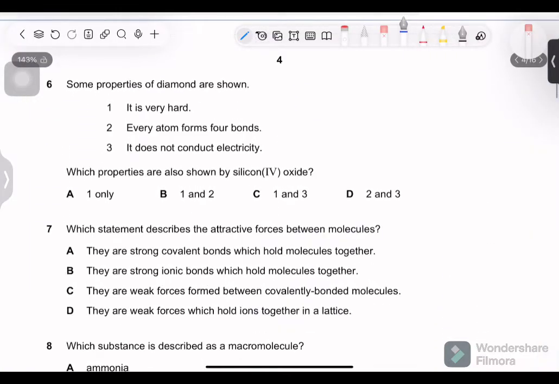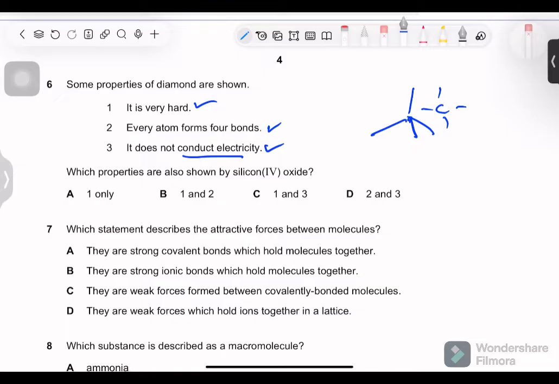Some properties of diamond are shown. It is very hard. True. Every atom forms four bonds. True. This is the tetrahedral structure basically, and each carbon is bonded to four carbons. It does not conduct electricity. It is true, of course.